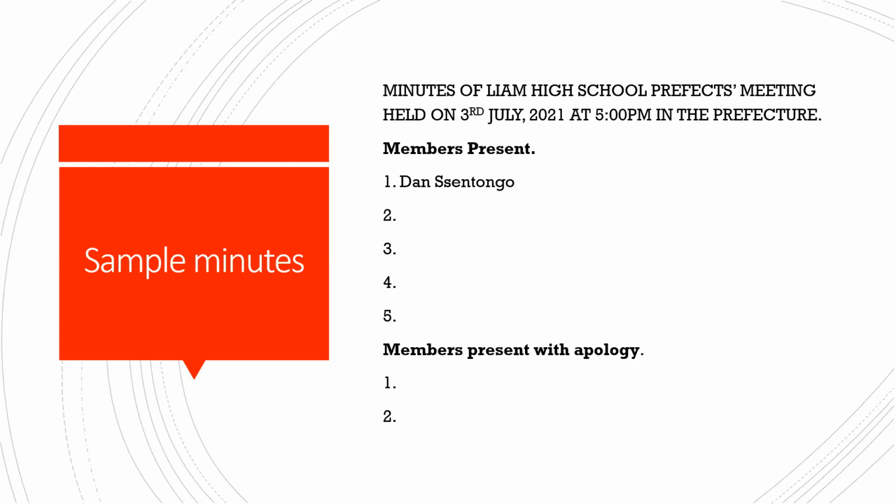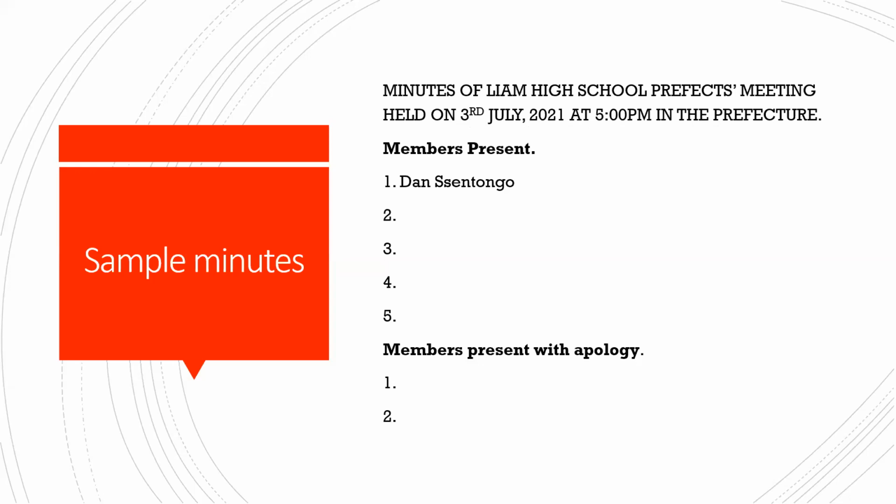So like I said, the title is the most important thing, and I hope we can see it. Minutes of Liam High School Prefects Meeting held on 3rd July 2021 at 5 p.m. in the, okay? So that is the place. So the title must have the four things. What kind of meeting is it? Here it is a Liam High School Prefects Meeting. Then the date, 3rd July 2021, the time, 5 p.m., and the venue. So those four things are very important in your title.